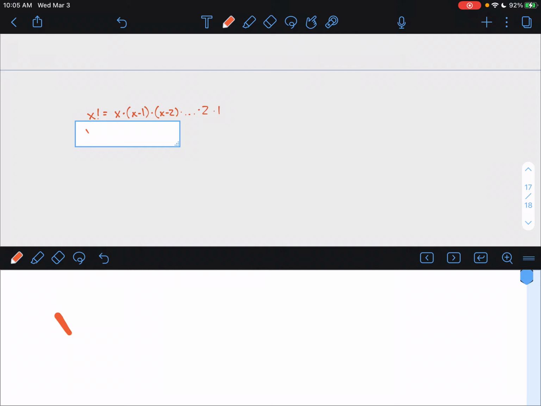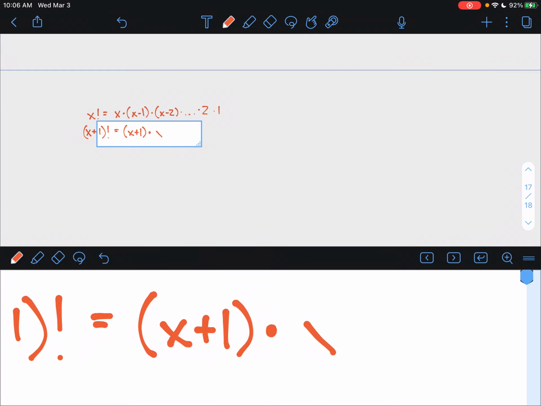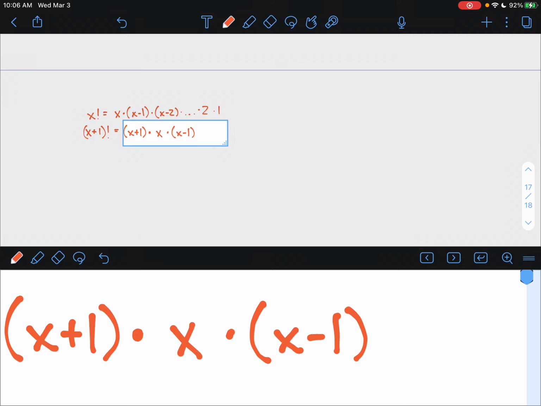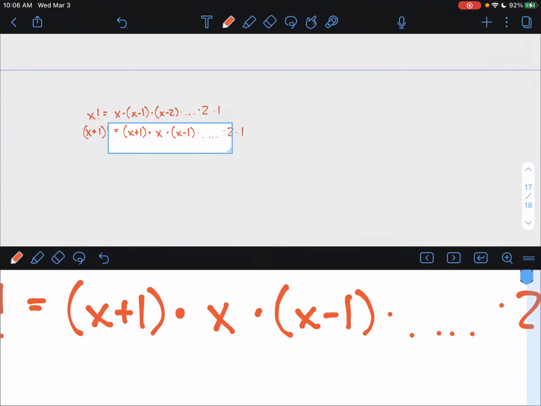So if I had x plus 1 factorial, I know that that's going to be x plus 1 times x, because that's x plus 1 minus 1, times x minus 1 times everything down to 2 and 1, because those are all the integers that are going to come before x plus 1.